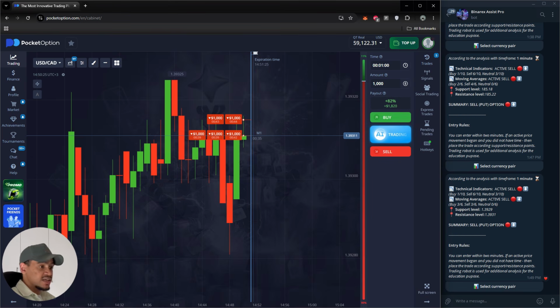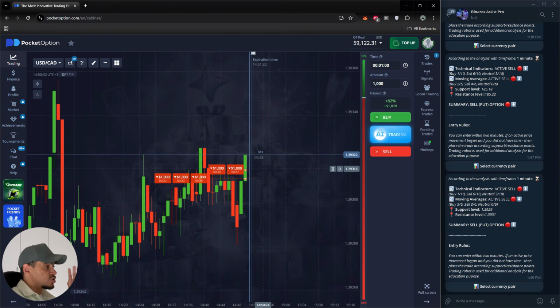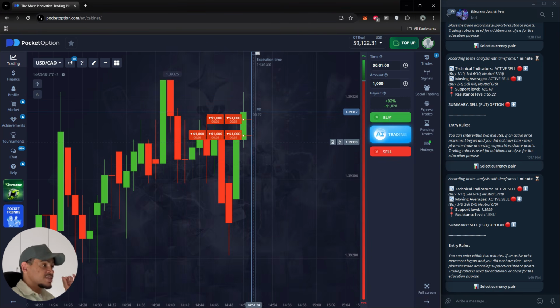6 out of 10 on sell, 3 out of 6 moving averages on sell. So the robot says that we should be taking a sell position because the price will most likely drop down here, and hopefully it does happen. Again, this is not an easy trade. This is a pretty difficult chart to execute a trade on.